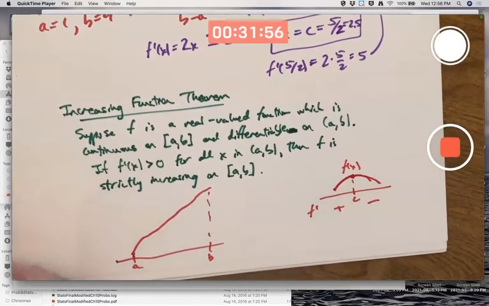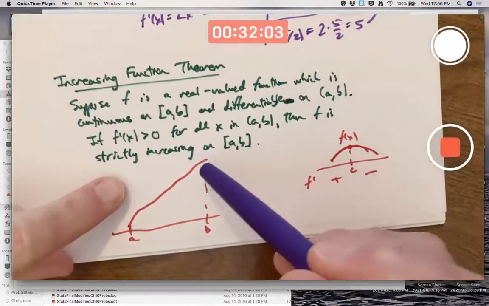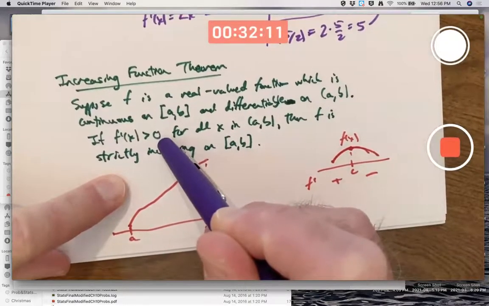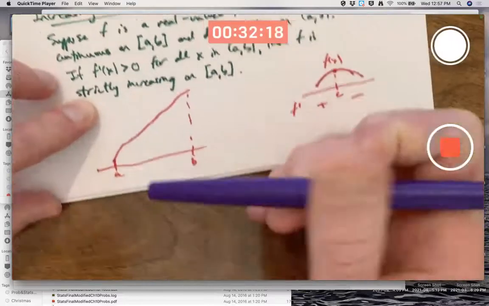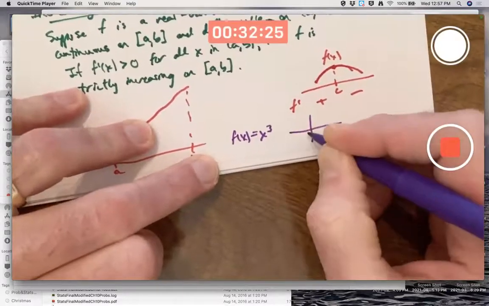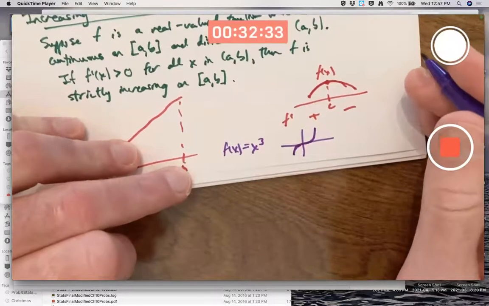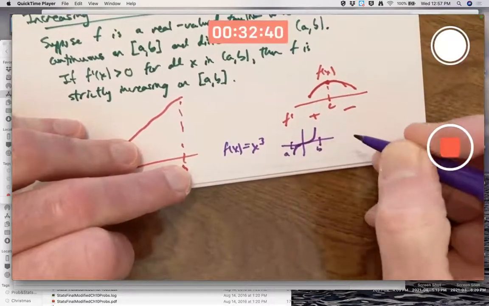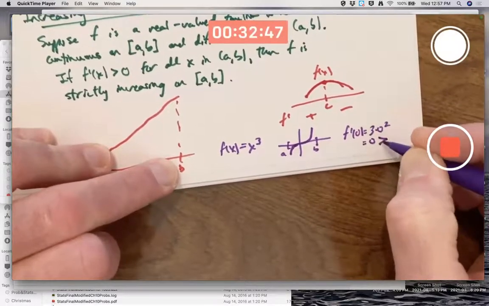Couple real subtle points here, but important. This theorem does not say, if f is strictly increasing on the interval, then f prime must be positive. In fact, there's a simple example of a function that's strictly increasing, but its derivative is not always positive. That simple example is f of x equals x cubed on any interval that contains 0. This graph looks about like this. That function has a graph that is always strictly increasing on any interval, including any interval containing 0. However, f prime of 0 is 3 times 0 squared, which is 0, and 0 is not bigger than 0.